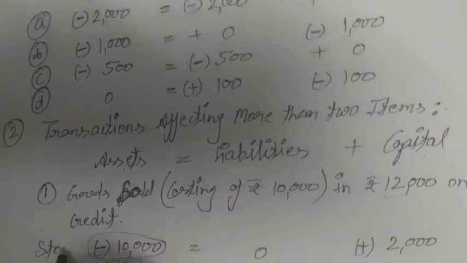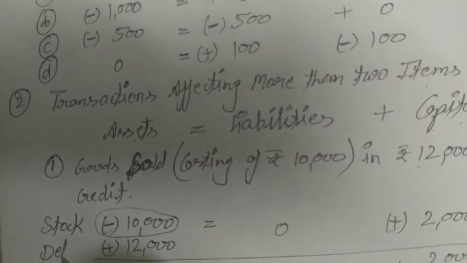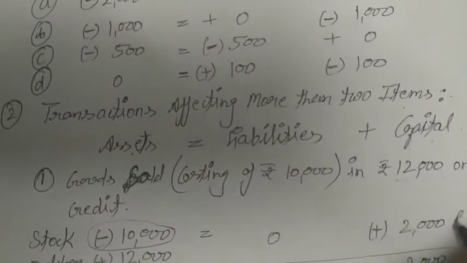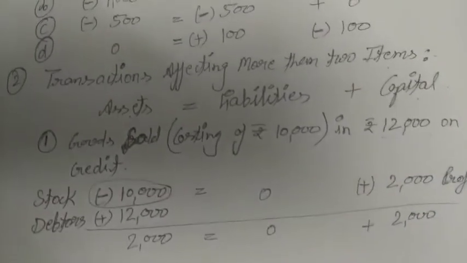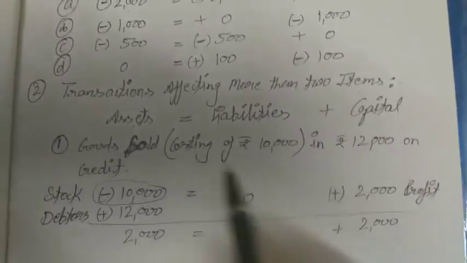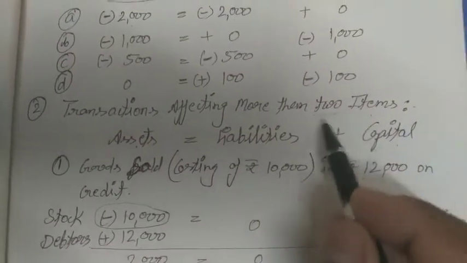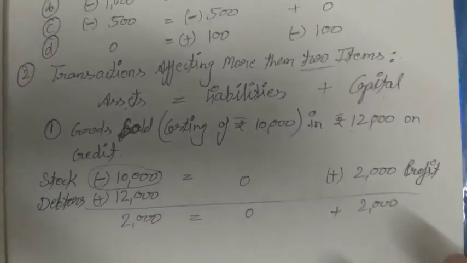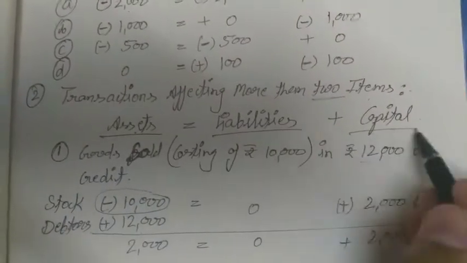So one, stock is affected, second, debtor is affected, and this is the profit which affects the capital. So this is an example where a single transaction affects more than two items. Are you getting it? This type of example and this type of question will come, we will face those, and we have to solve them.